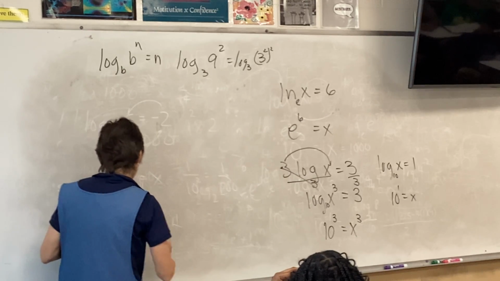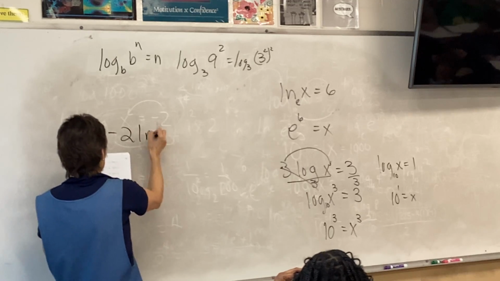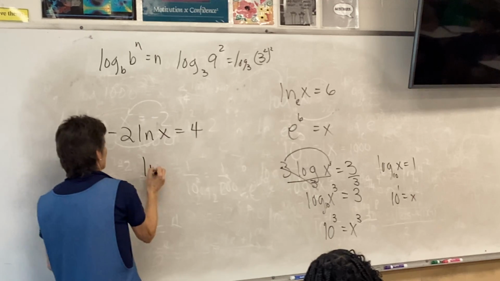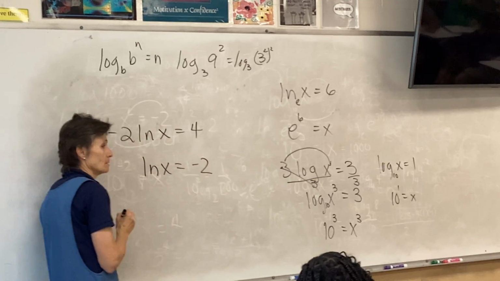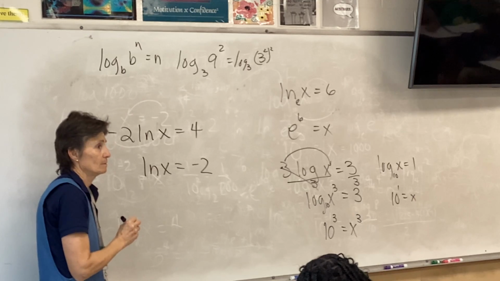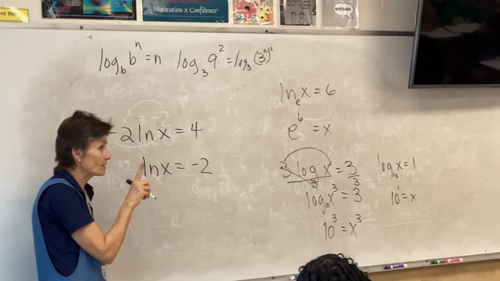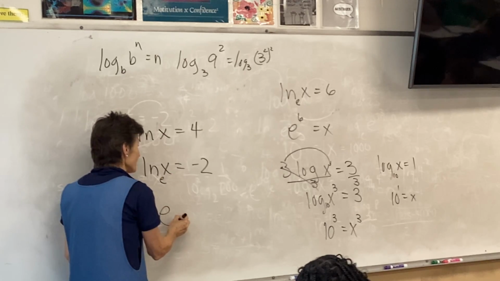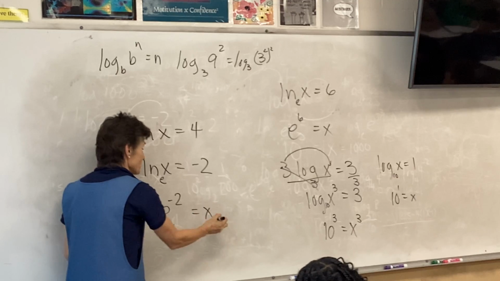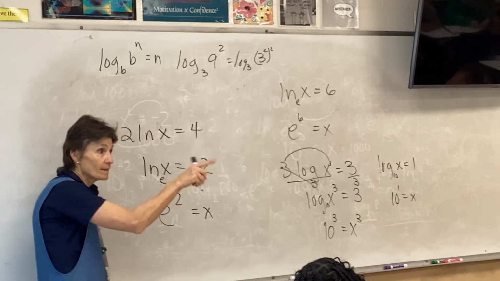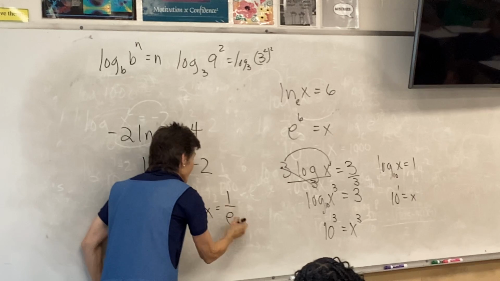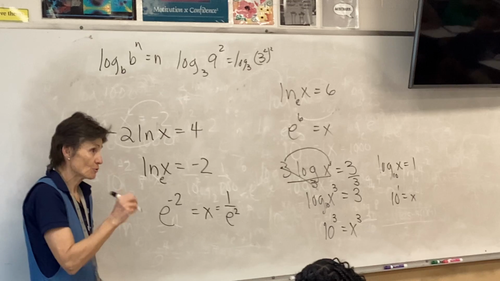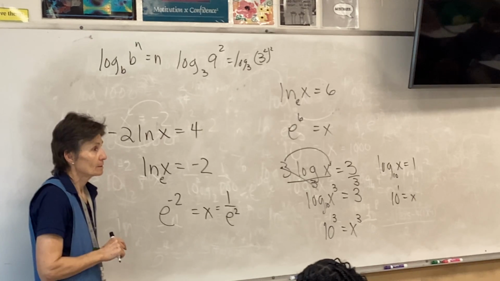So what do you think about the next one? Could I divide by negative 2? Yes. Now translate it. Get rid of that logarithm. What's our base? E. So E to the negative 2nd equals x. So then would you have to do 1 over E squared? You do, because we do not like negative exponents. And then you're done. There's nothing else you can do.